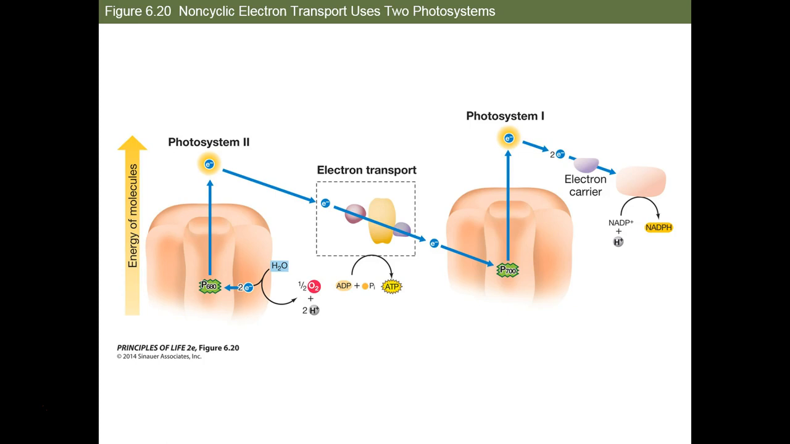Figure 6.20 illustrates what is happening in these photosystems. Here we have photosystem 2 and photosystem 1, with electron transport occurring between the two photosystems. Electron transport is used to produce ATP and then NADH. These are the final electron acceptors in the light reaction. We'll go over these photosystems in more detail.